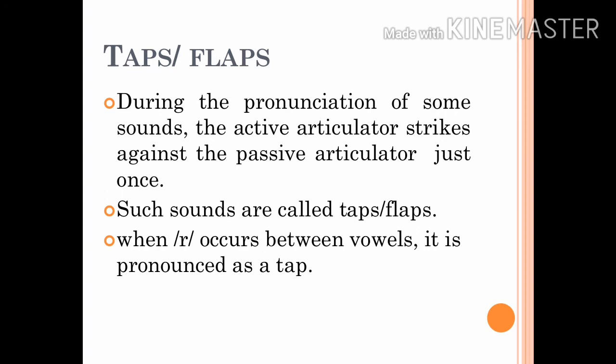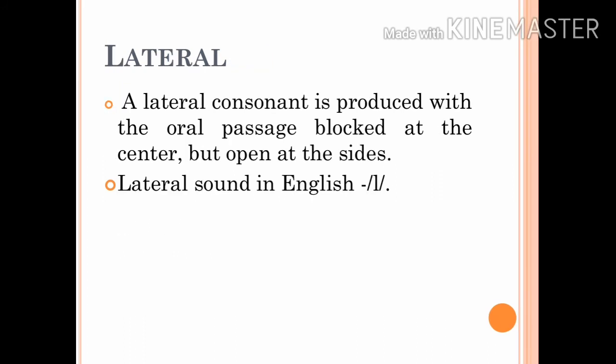Taps or flaps. During the articulation of some sounds, the active articulator strikes quickly against the passive articulator just once. Such sounds are called taps or flaps. For example, when the R sound occurs between vowels, it is pronounced as a tap. Lateral. A lateral consonant is produced with the oral passage blocked at the center but open at the sides. The only lateral sound in English is L.